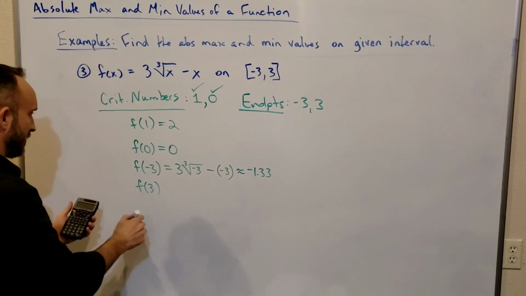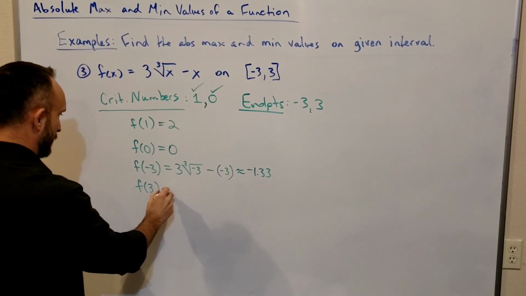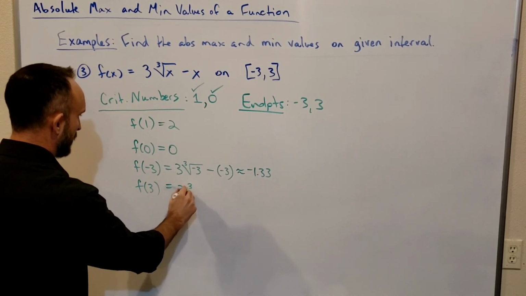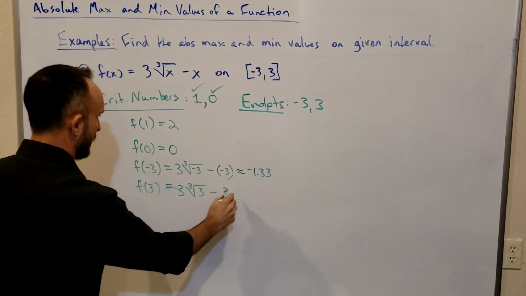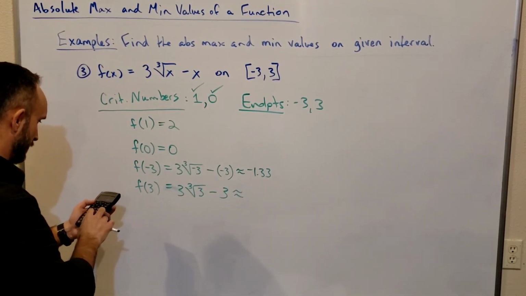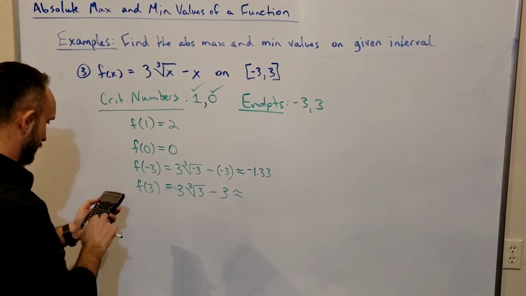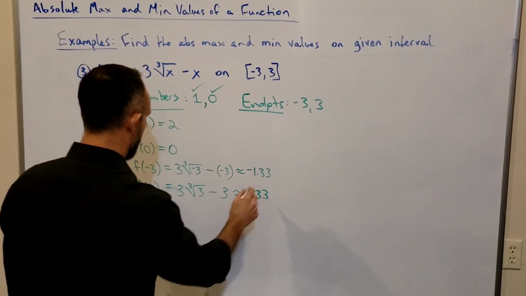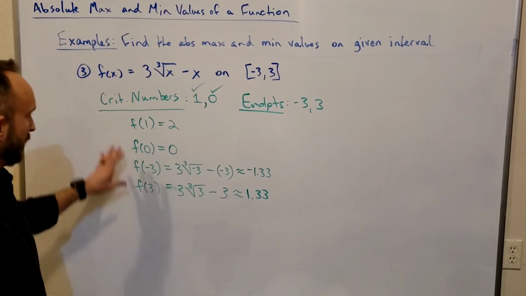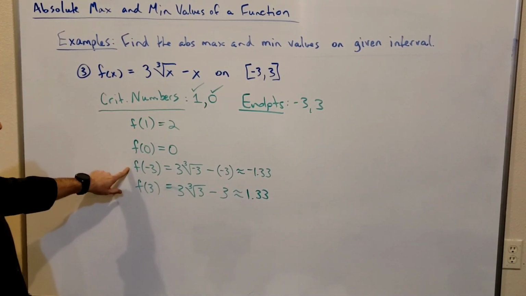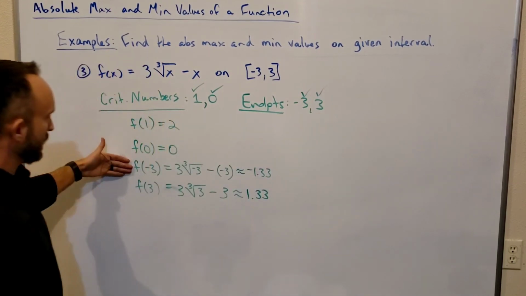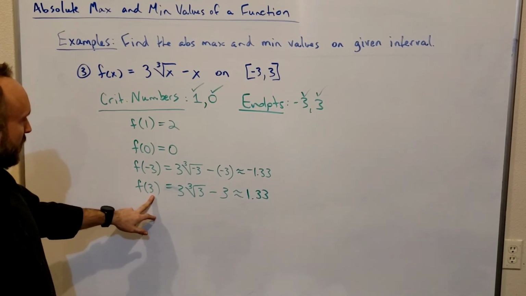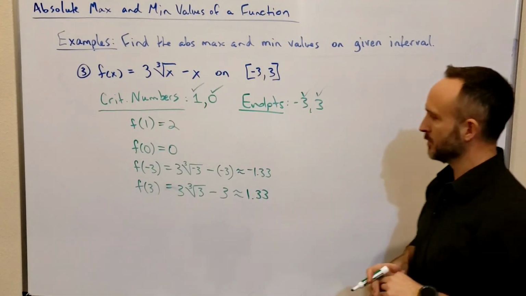Let's look at f of +3. Same idea, just plug 3's in instead of -3's. So let's write it out. So we'd have 3 times the cube root of +3 minus +3. And that's about positive 1.33, okay? And so when we look at these, our lowest y value occurs at f of -3, and our highest occurs at f of +3. So those are going to be our absolute max and min.